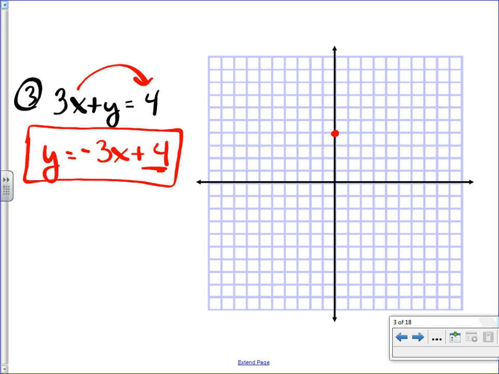The slope on this one is negative 3, but I need to make it a fraction, so I'm going to put a 1 underneath it. So that negative 3 over 1 is simply telling me to go down 3, 1, 2, 3, and to the right 1. Repeat that pattern. Once you've got your points, connect those dots. And we got the graph of our equation y equals negative 3x plus 4.